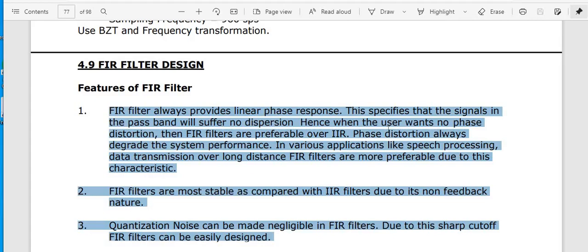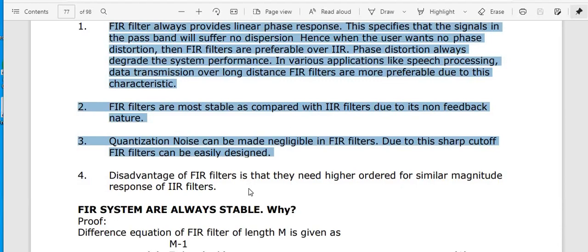FIR filters are more stable as compared to IIR. Why? Because there is no feedback nature. There is no feedback here. That's the reason FIR filters are more stable as compared to IIR filters. Quantization noise can be made negligible in FIR filters, and due to their sharp cutoff, FIR filters can be easily designed. That is also one of the things.